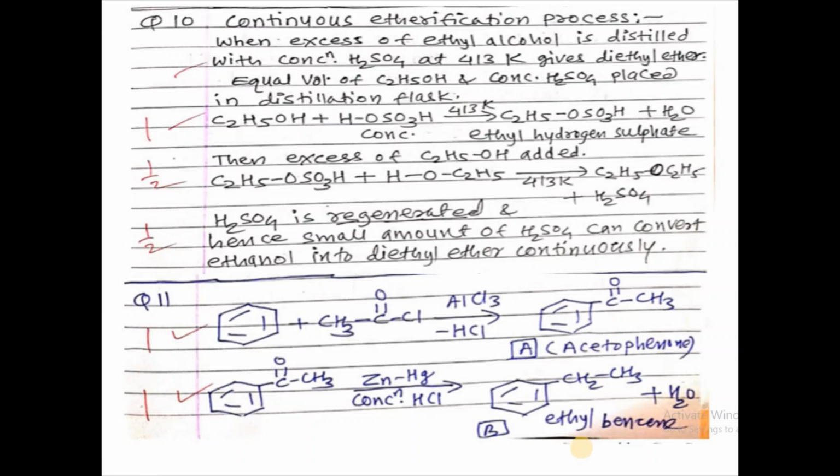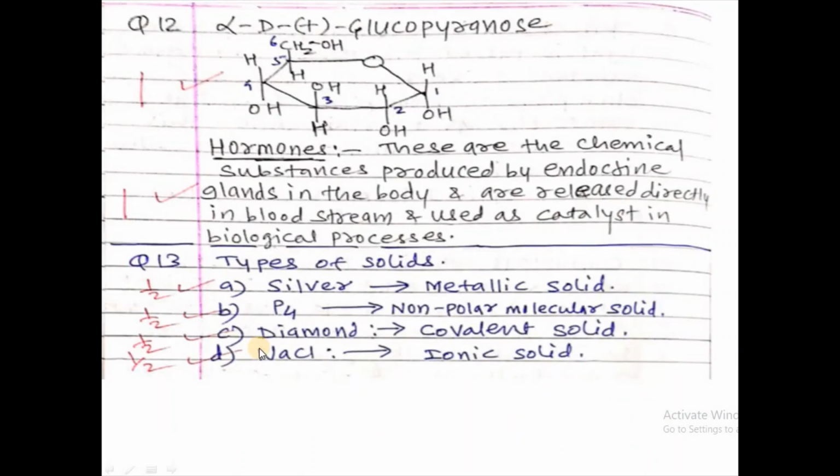I have written the reaction, but not necessary to write the reaction. Only you have to identify A and B. That means you have to write acetophenone and ethyl benzene, but you have to write the formulas of these. You can write the names also, but I would like to give you information that the formulas of these species you have to write.